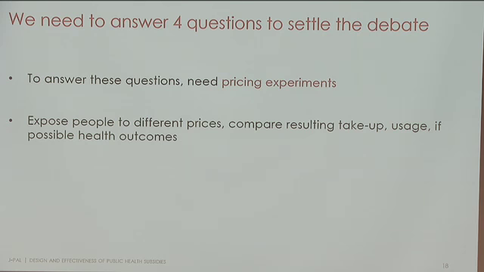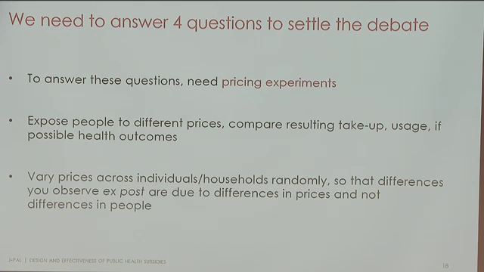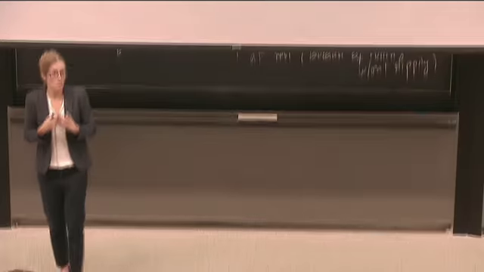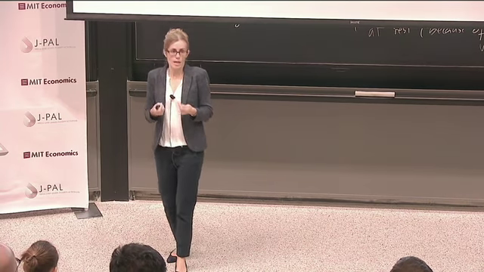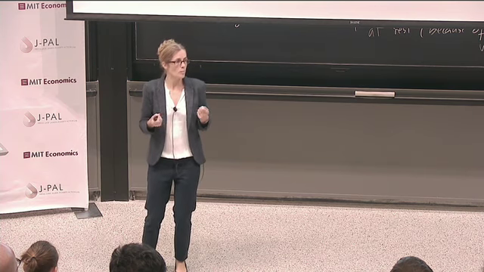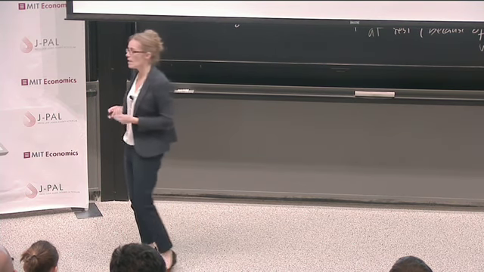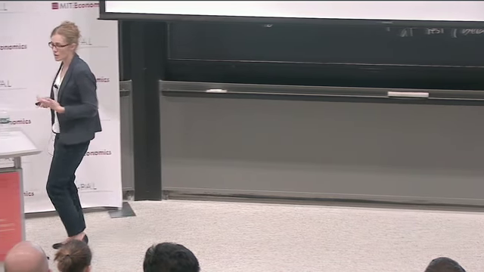Okay? And when you expose people to different prices, you want to make this variation random, so that when you see differences between people who are exposed to a low price versus a high price, you know that this difference doesn't come from some intrinsic features of their lives or their preferences or anything. It only comes from the fact that they were exposed to a different price. Okay, they had access to the product at a different price. So that's what we're going to get out of doing these randomized trials of different prices.